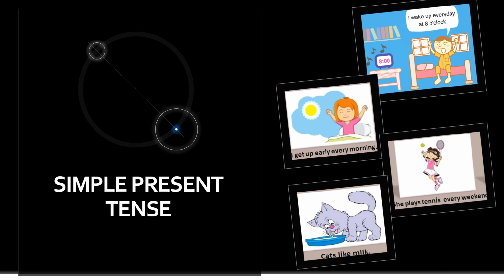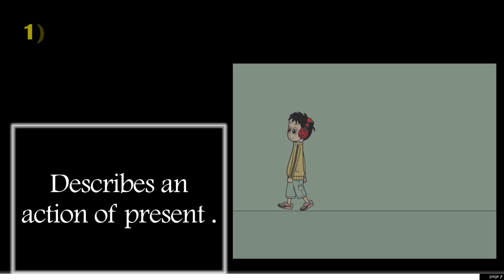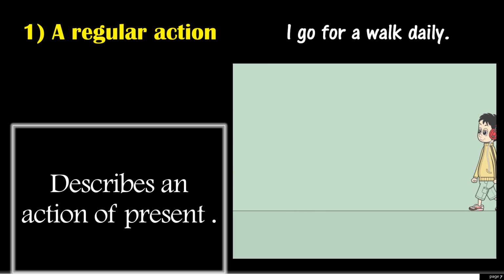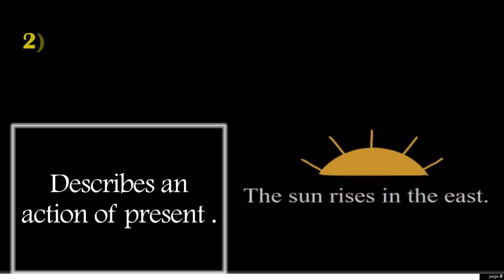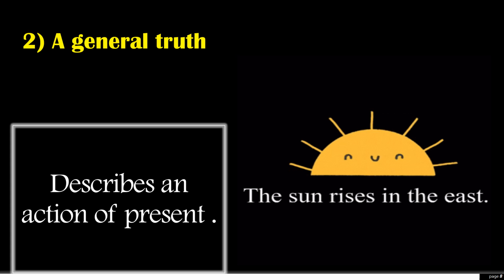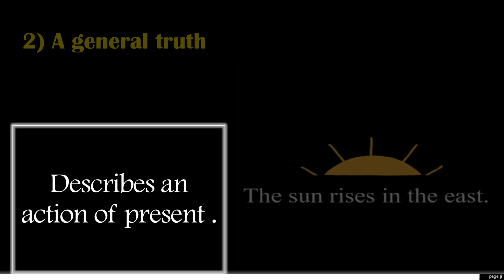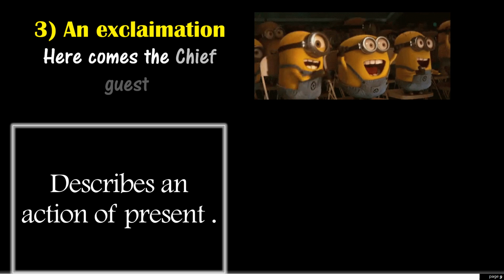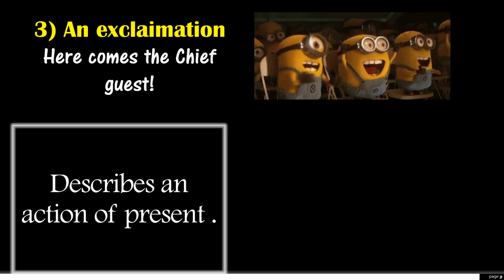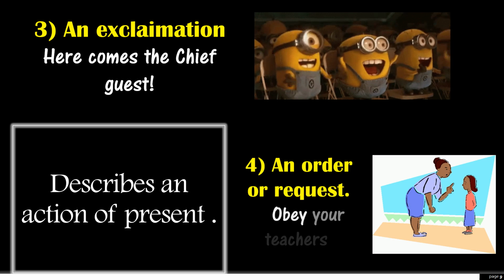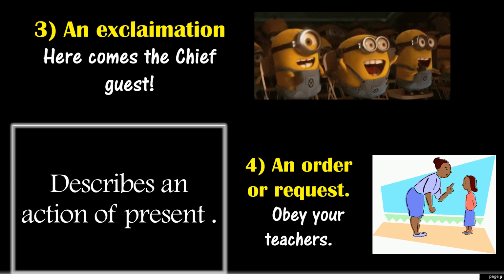It is used to describe an action that's happening at present. So, simple present tense is used to express when a regular action takes place. For example, I go for a walk daily, or a general truth, that is, the sun rises in the east, or it can be an exclamatory sentence. For example, here comes the chief guest. It can be an order or request too. For example, obey your teachers.